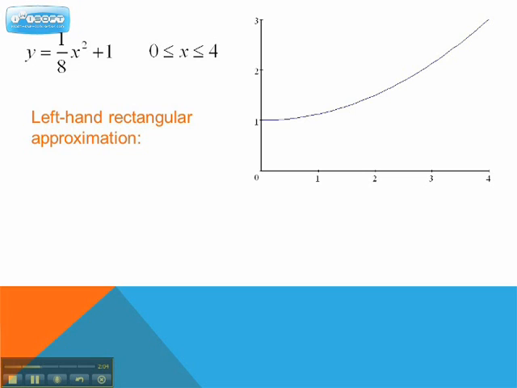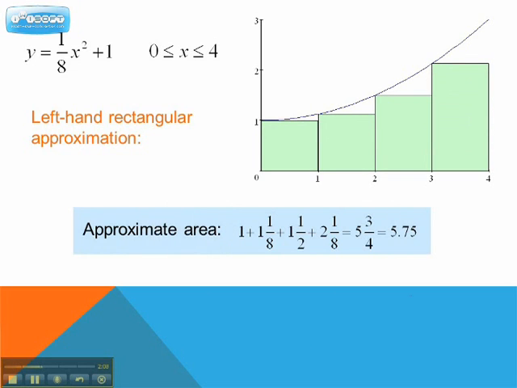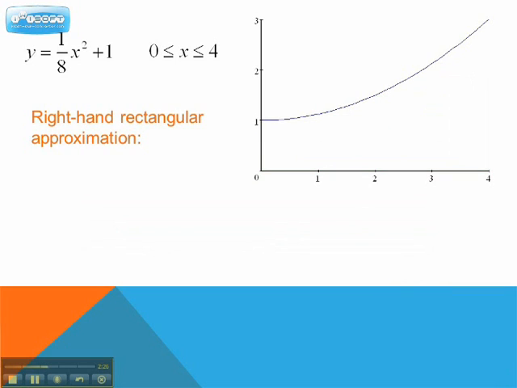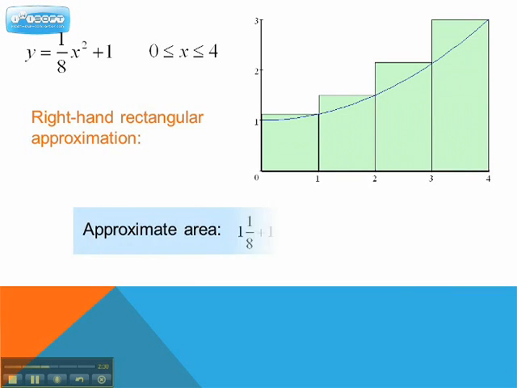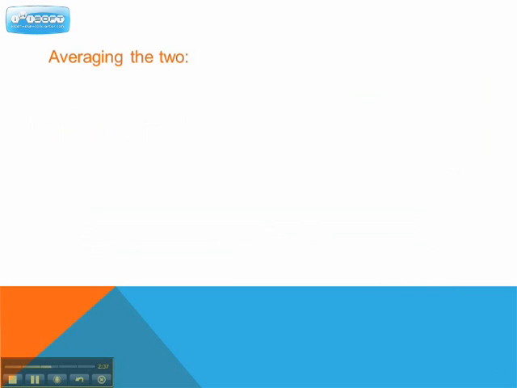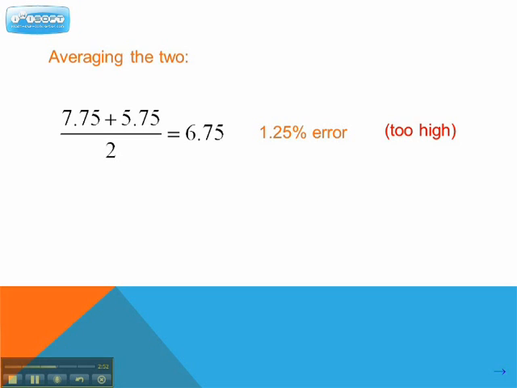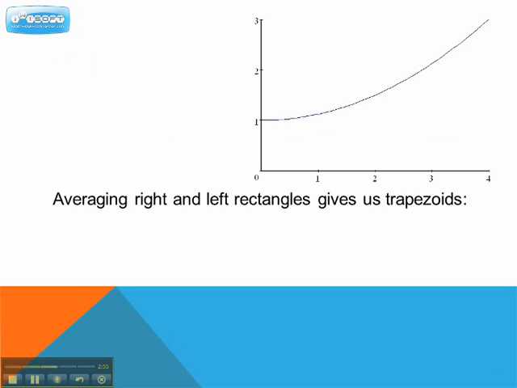If we used LRAM, we would use my left-hand endpoints, and we get an approximate area of 1, 1 1/8, 1 1/2, 2 1/8, which adds up to 5 3/4, which is 5.75, quite a bit lower than the actual area because those rectangles are all below. If we used RRAM, on the other hand, we have an over approximation of 7.75. But what if we took the average of those two approximations, add them up, divide by 2, and we get 6.75. We're still high, but the error is not nearly as severe as the error in LRAM or RRAM.